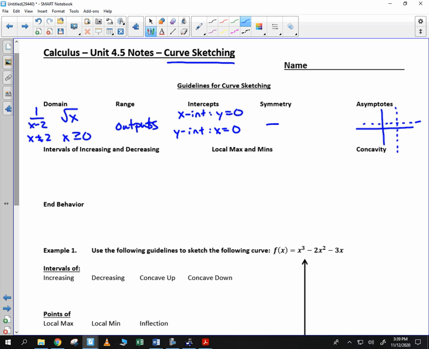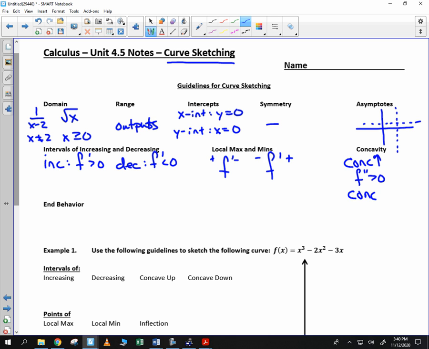Intervals of increasing and decreasing. Remember, we are increasing if f prime is greater than 0, and we're decreasing if f prime is less than 0. Local max happens where f prime goes from positive to negative, and local min happens where f prime goes from negative to positive. Concavity: it's concave up if f double prime is greater than 0, and concave down if f double prime is less than 0.